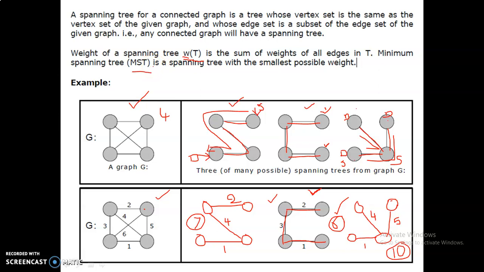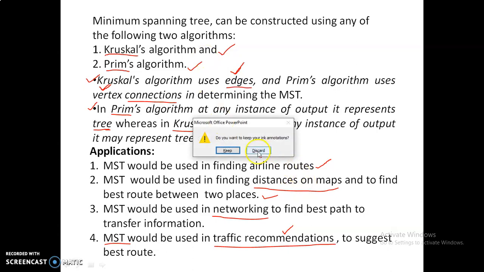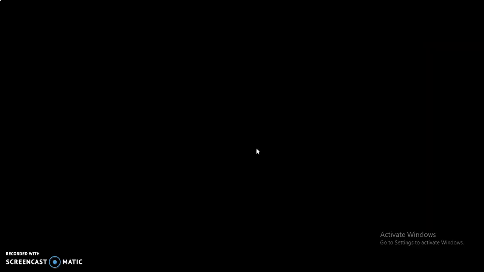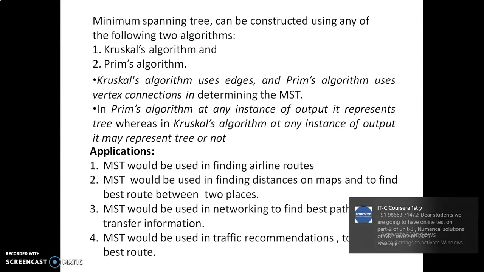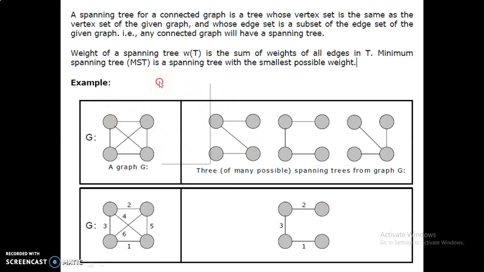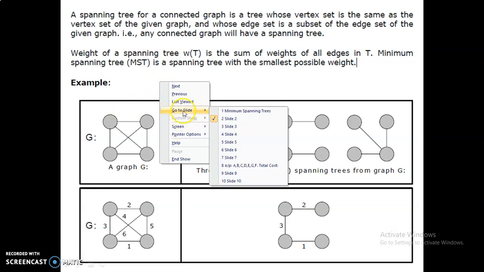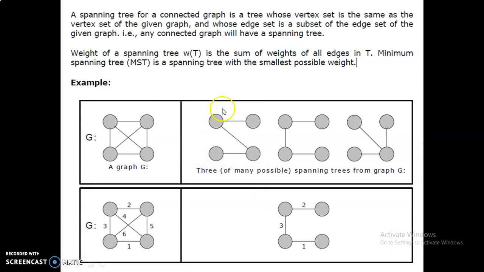So here we have the example graphs we are taking. The first example graph is with four vertices. With four vertices, we have a possibility of the spanning trees we can draw.